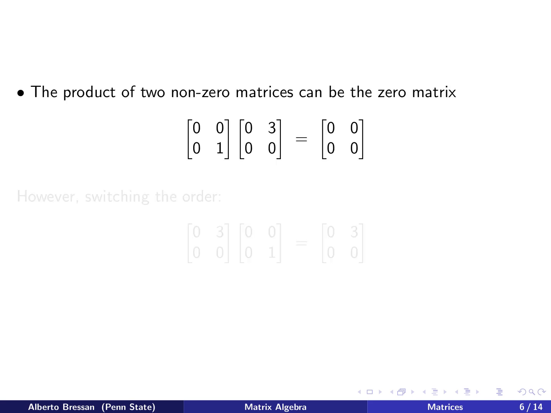Let's take an example of two non-zero matrices, and the product of them becomes a zero matrix. So we have a matrix A, which is the following, 0, 0, 0, 1, and the matrix B is 0, 3, 0, 0. And I carry out the matrix product, 0, 0 times 0, 0 gives me 0, and 0, 0 times 3, 0 gives me 3 times 0 is 0, and then 0 plus 0, and then this one times that, 3 times 0 plus 1 times 0 is 0. So it's a zero matrix.